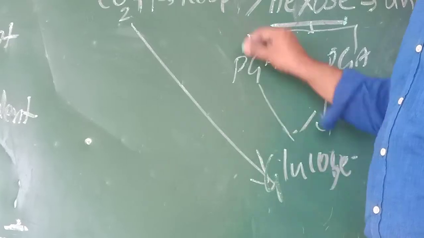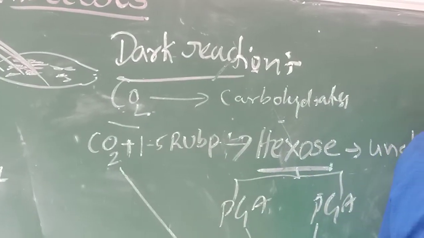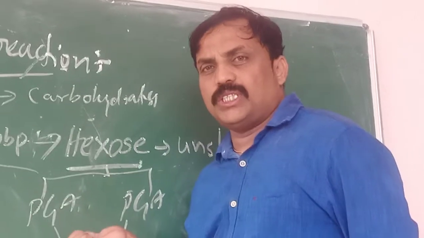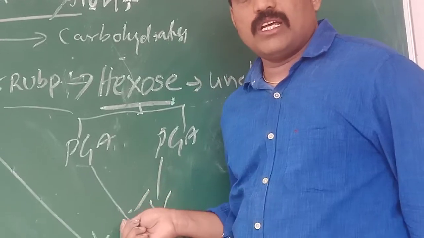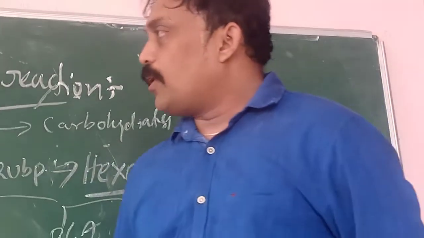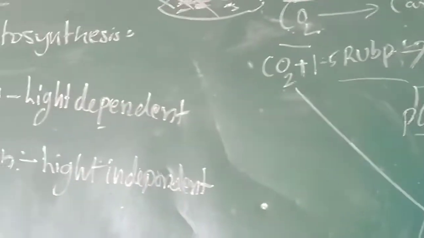Especially for dark reaction, what are the intermediates that are useful? 1,5-ribosyl phosphate, hexose sugars, and phosphoglyceric acid, PGA. The PGA, using ATP energy, finally forms glucose. Okay, these are the outlines of the mechanism of photosynthesis.